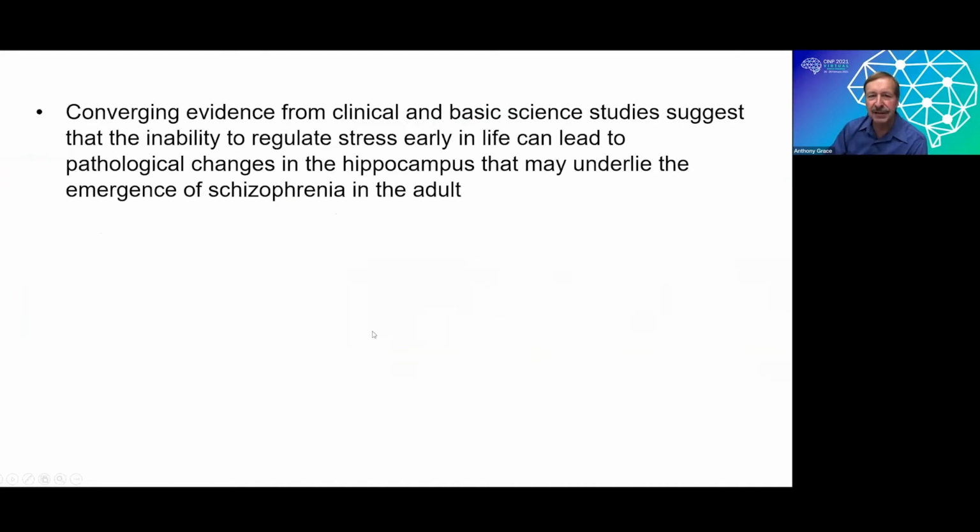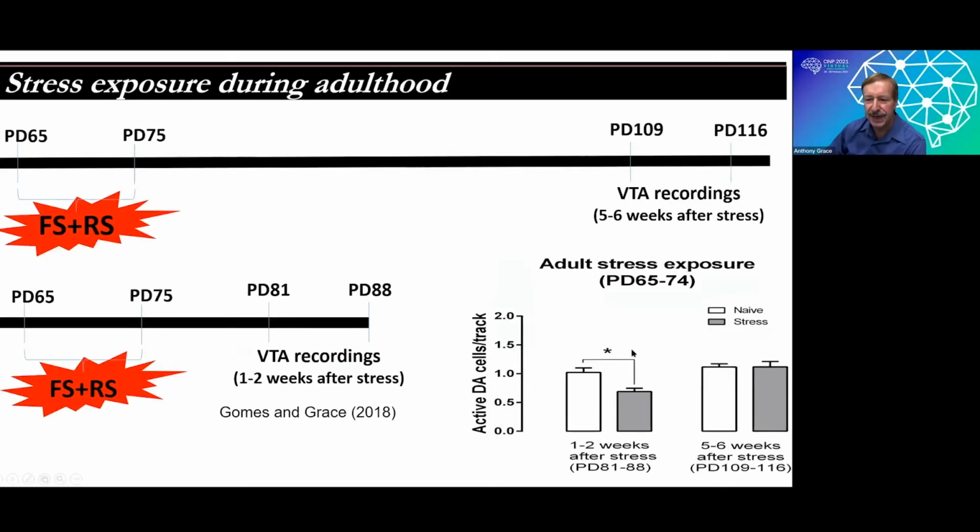So converging evidence from clinical and basic science studies suggests the inability to regulate stress early in life can lead to pathological changes in the hippocampus that may underlie the emergence of schizophrenia in the adult, and the number of dopaminergic neurons firing.